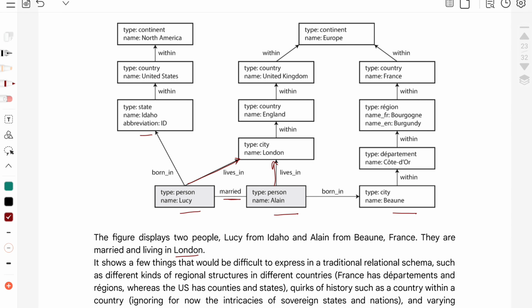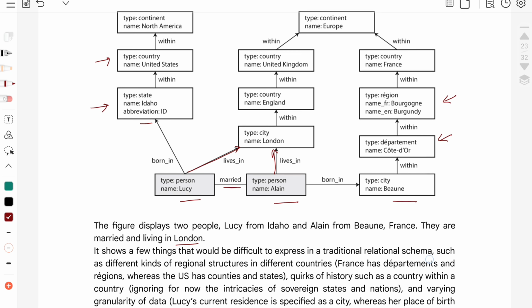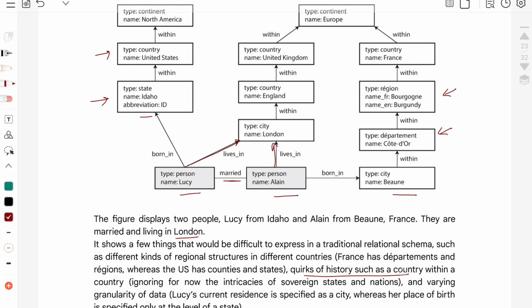So it shows a few things that would be difficult to express in a traditional relational schema, such as different kinds of regional structures in different countries. So France has departments and regions, whereas the US has country and state. And there are many more examples here which would be difficult to express in a traditional schema.